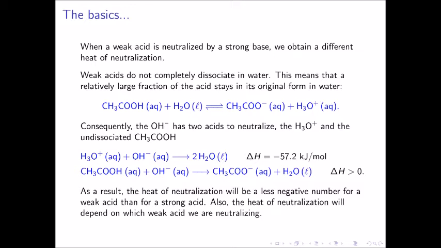The overall heat of neutralization is now the sum of these two delta H values. As a result, the heat of neutralization will be a less negative number for a weak acid than for a strong acid. Additionally, the heat of neutralization will depend explicitly on which weak acid we are neutralizing, because each weak acid has its own different Ka value.